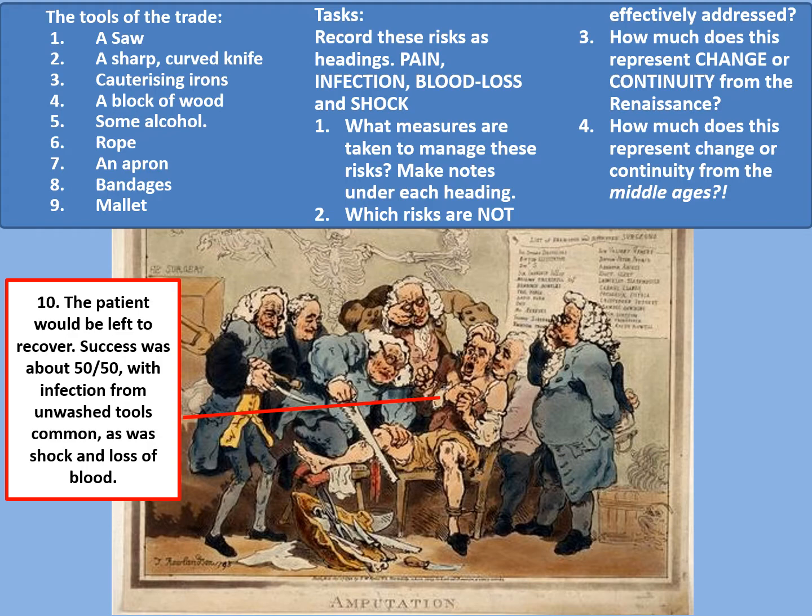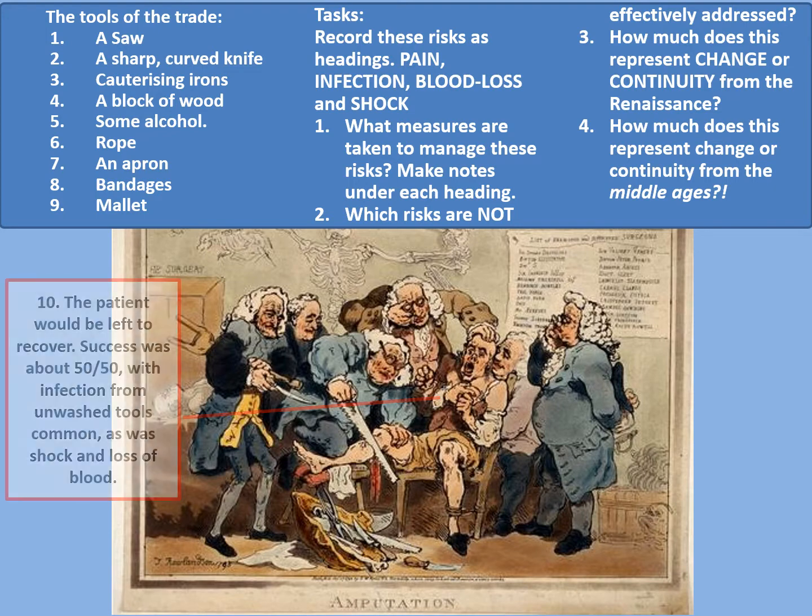Does it represent much change or continuity from the Middle Ages? Well, although ligatures have been developed to tie off blood vessels by this point, this was pioneered by a French surgeon called Paré. Actually, not much else has changed since the Middle Ages. Effectively, the tools of the trade and the methods of hacking off someone's limb between the Middle Ages and Queen Victoria's time were little different. And this is partly down to the fact that the understanding of what causes things like infection is also little different. But let's see how things change.